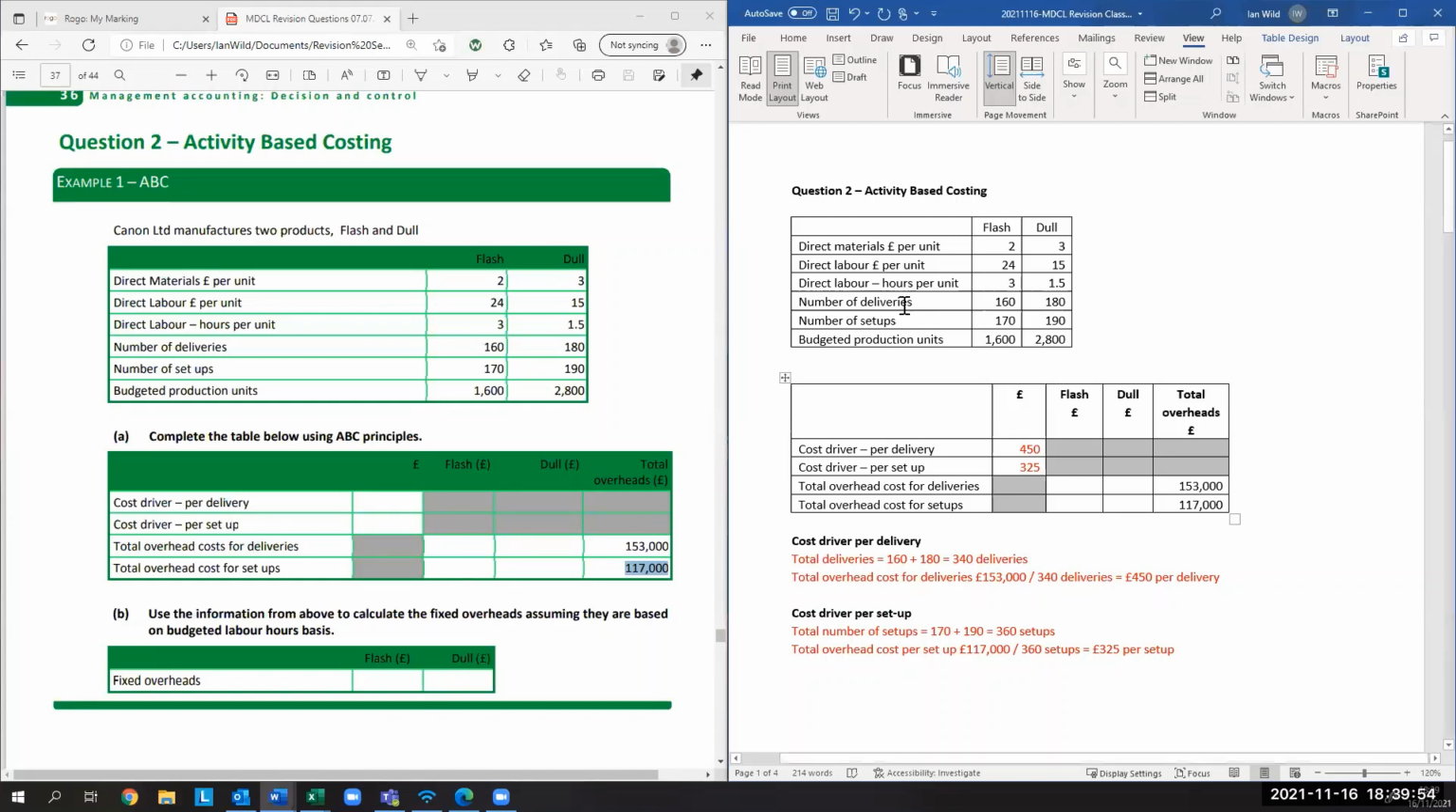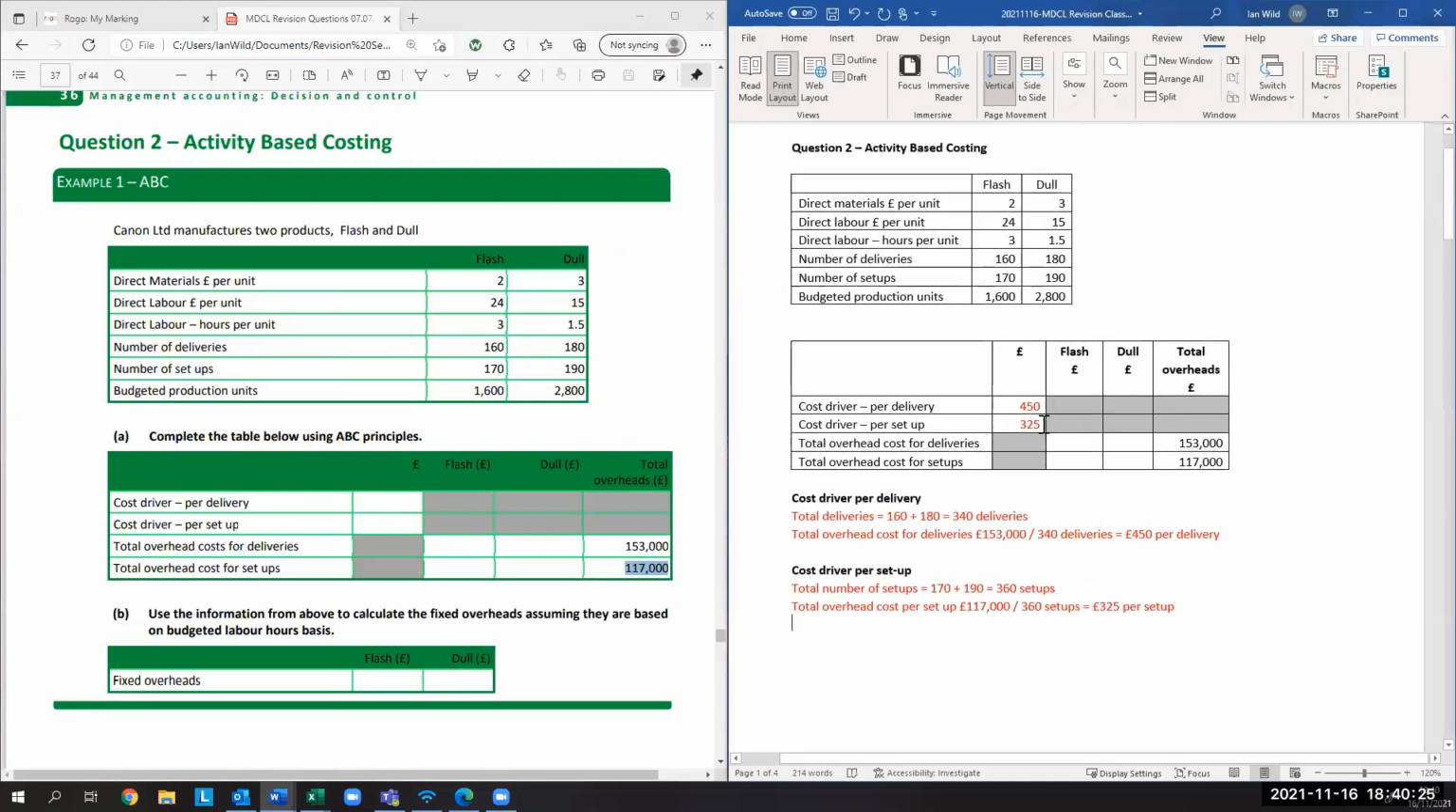Now, the key on this one is to remember you must add up all the deliveries, in this case for the whole company, and the setups for the whole company. You must add them together in order to get a total number of deliveries and setups. We can then use those to get a cost driver per delivery and per setup. Okay, so that's answered our first two parts of the question.